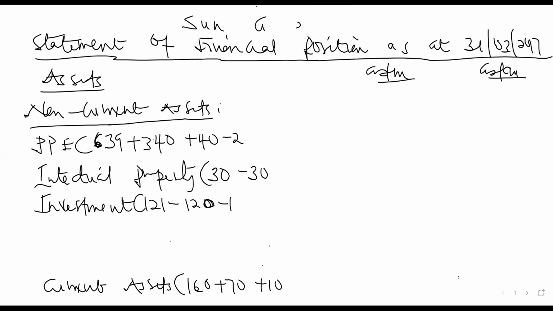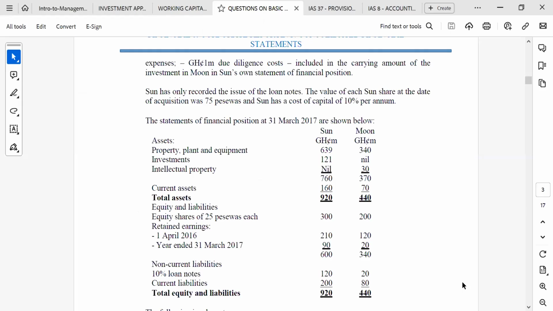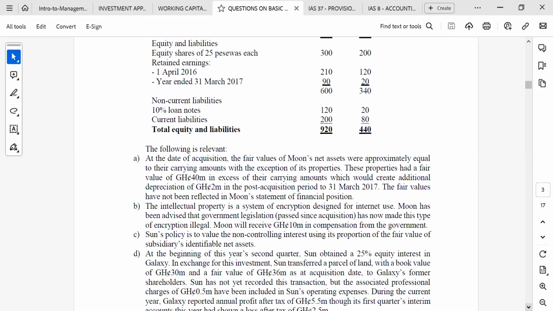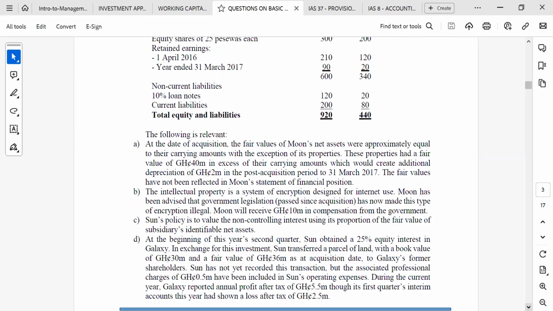Yes, please. There was a clause. They say Moon has been advised the government legislation was passed since acquisition. So you have to take that. You have to convince me why you are saying I should take it. What do you mean I should take it? Take it from where?